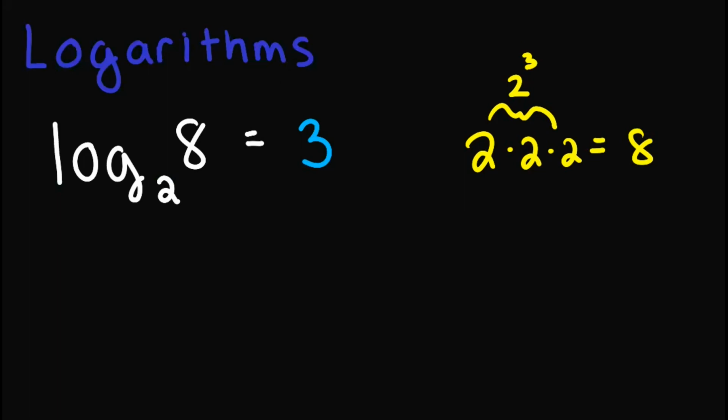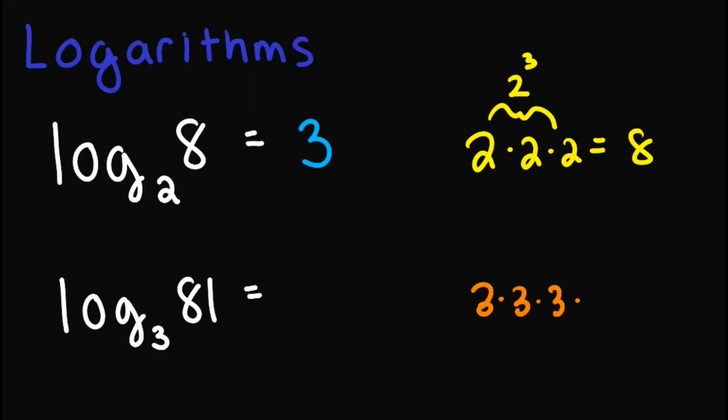Next, if we have the logarithm of 81 with respect to a base 3, how do we solve this one? Well, note that 3 times 3 times 3 times 3 is equal to 81. And 3 times 3 times 3 times 3 is the same as 3 raised to 4. Therefore, the outcome for this logarithm is 4. So those are some basic examples in logarithms.